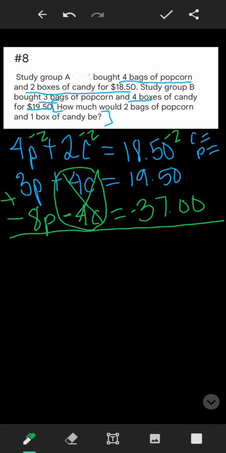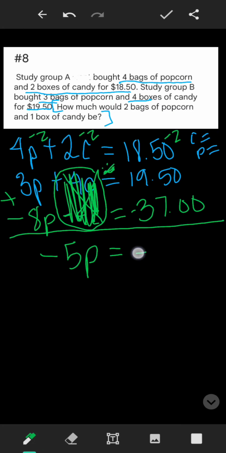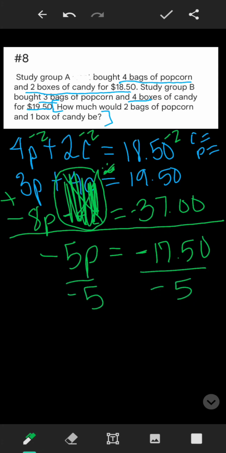3p and -8p is -5p. That is equal to 4c and -4c, which is 0, which is exactly what I wanted to happen. It's supposed to be a smiley face. Whoopsie. Then I have 1950 and -3700, which is going to give me -1750. I almost have p all by itself. So let's go ahead and divide by -5 on both sides. When I do that, -5 divided by -5 simplifies down to p. And then -1750 divided by -5 is going to give me a positive 350.